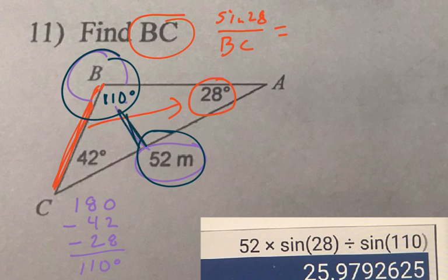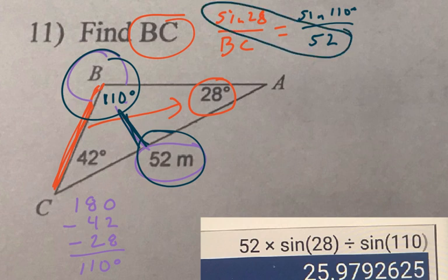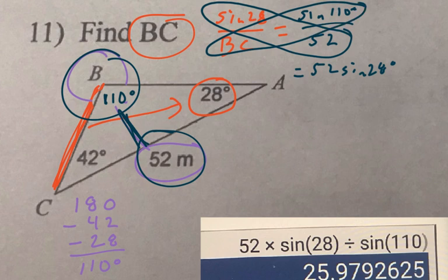I know that the 110 is opposite 52, so I could say the sine of 110 degrees goes with the 52. Again, always match up the opposite side with the opposite angle. All right, so doing a little algebra now, cross multiplying this way, I'm going to take 52 times the sine of 28 degrees. That has to equal, this way, BC times the sine of 110 degrees.